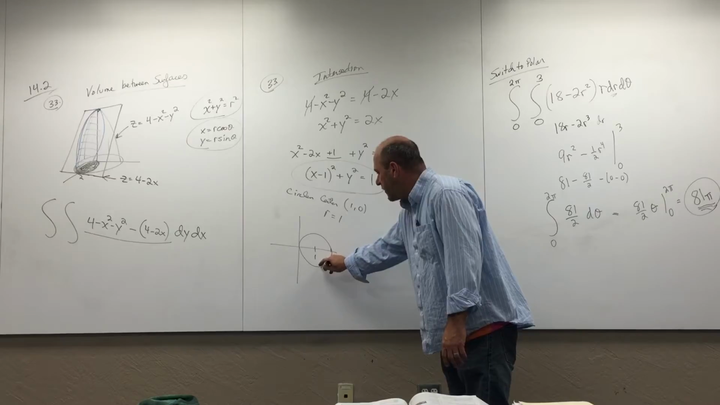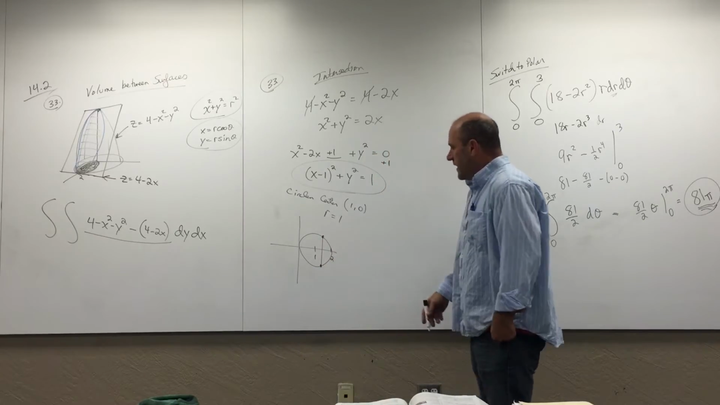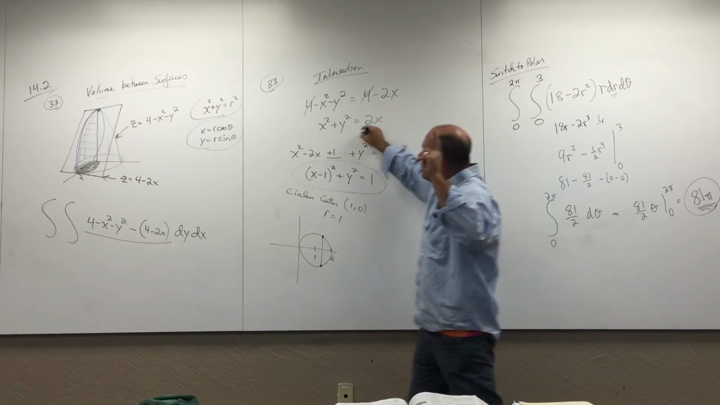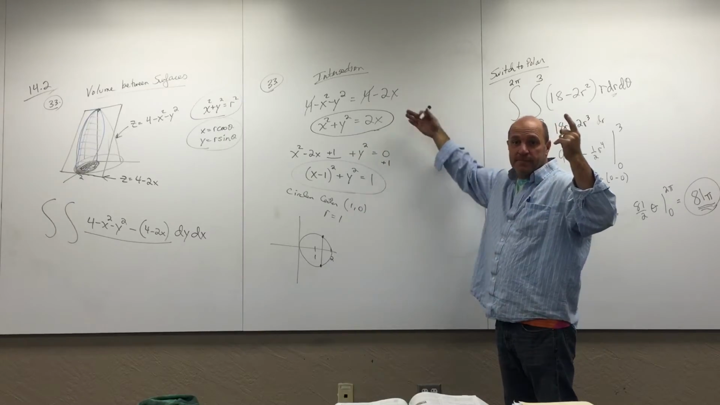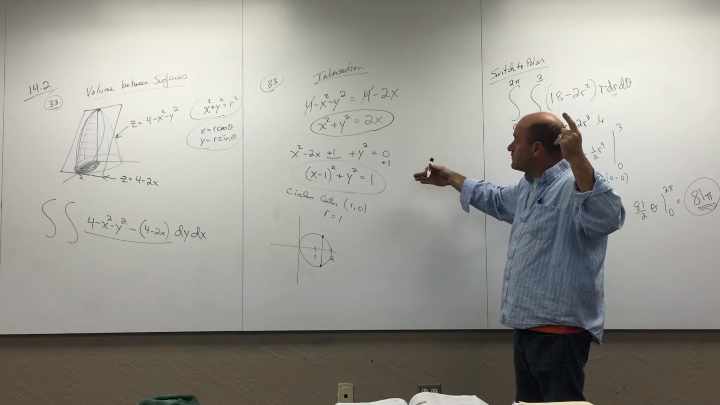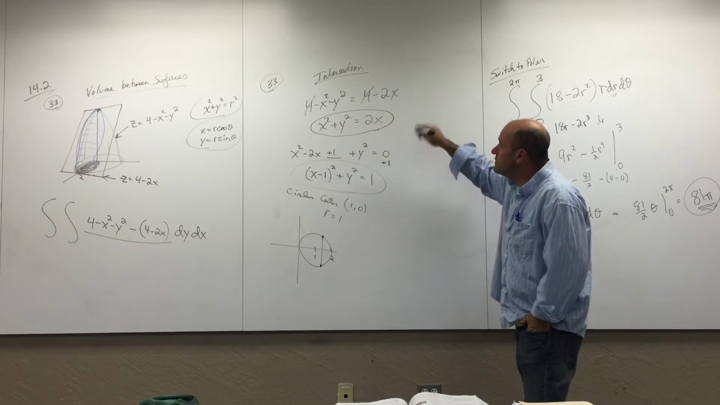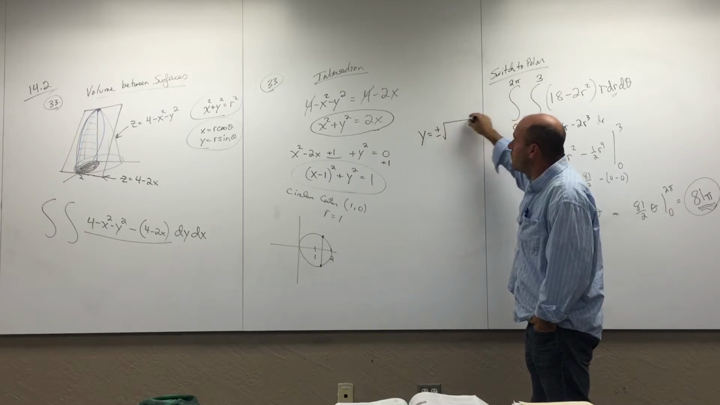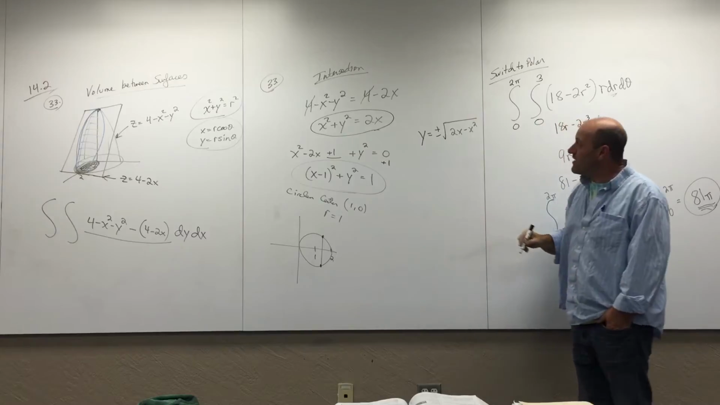Because I got to go from the lower semicircle to the upper semicircle. And that means I should solve this for y. These are the same equations. I think I'll try solving this for y. Move the x squared over, take the square root. I think y is plus or minus the square root of 2x minus x squared. Are you guys okay with that?